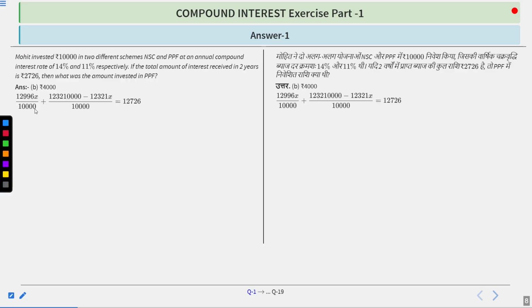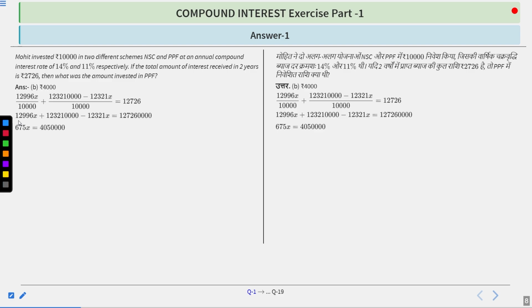Then 12,996x upon 10,000 plus 123210000 minus 12,321x upon 10,000 is equal to 12,726. Therefore, after taking 10,000 as the LCM, we get an equation that is 12,996x plus 123210000 minus 12,321x is equal to 12726 into 10,000. So it gives us 4 zeros at the end, 0000.